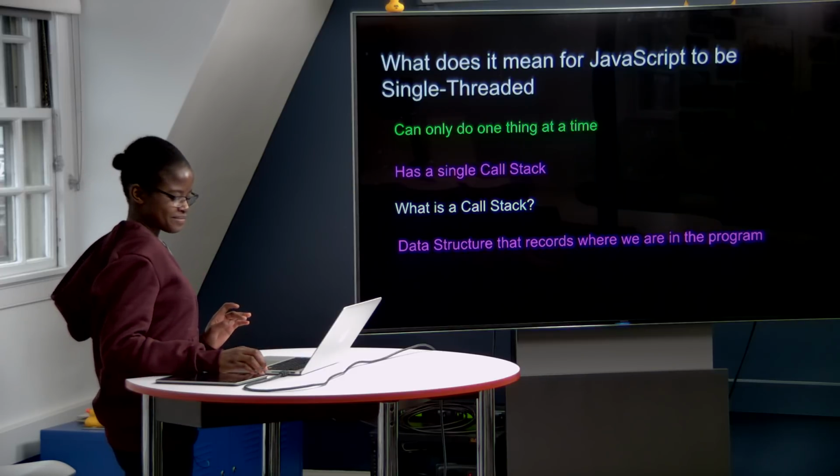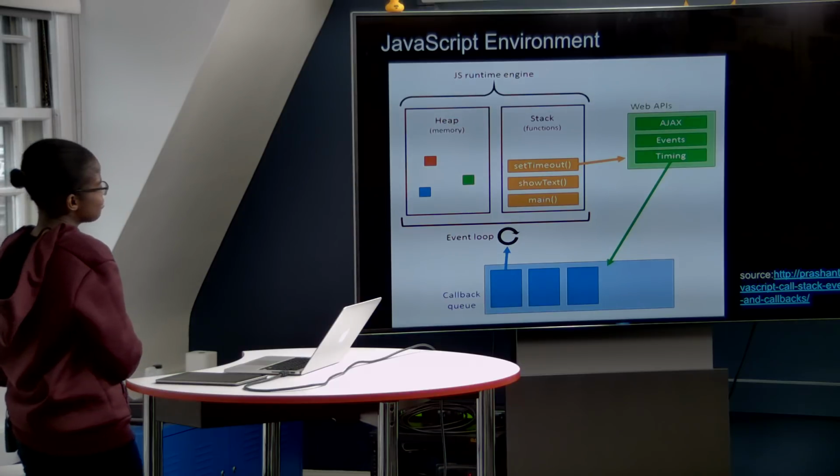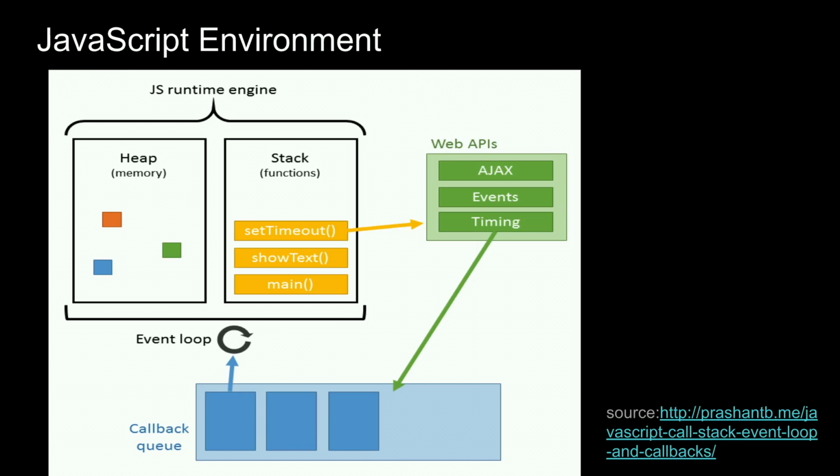So I would put up this diagram, and we probably looked at this when we looked at memory management inside our computers. So here we have the JavaScript environment, right? We have the JavaScript runtime engine, which is really where my JavaScript code is executed. In my runtime engine, I have the heap where memory allocation is going to take place, and I have the stack.